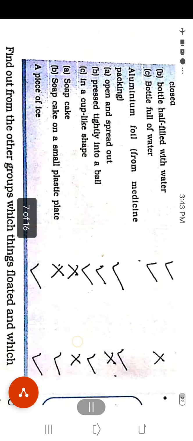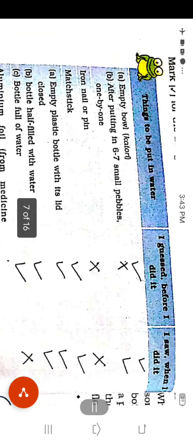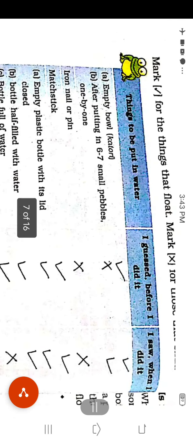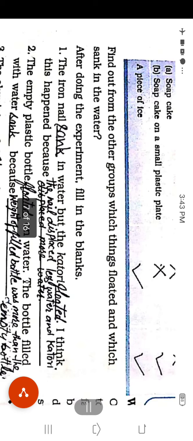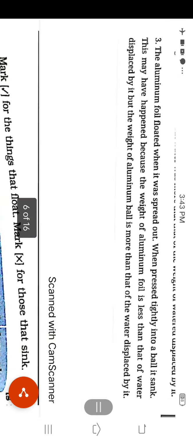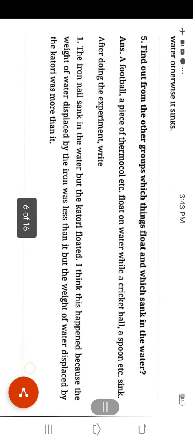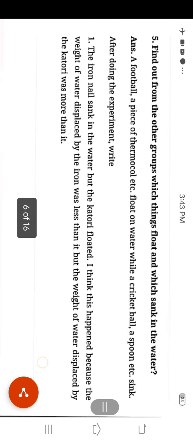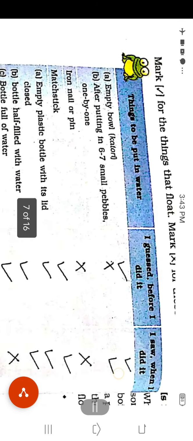So this was the activity. Through this activity, we came to know which type of things can float and which type of things will sink in the water. Find out from the other group which things float and which sank in the water. So I have given you the answer here.